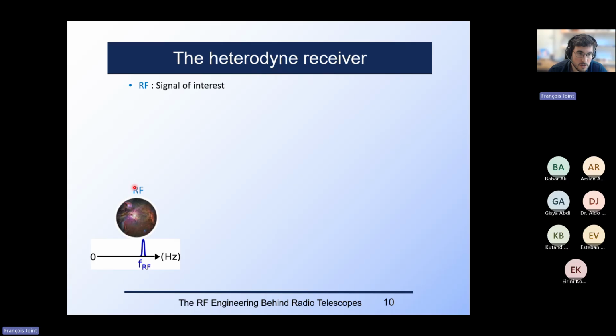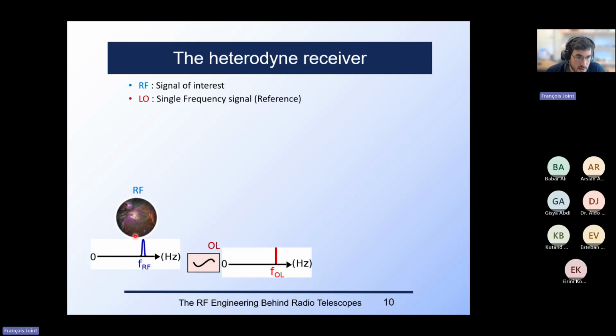So in a nutshell, I will follow the signal and build the heterodyne receiver. We start from the RF signal, or the sky signal, the signal of interest from the astronomical object, the clouds, interstellar medium, which has a very high frequency. I have a local oscillator. It's a pure tone generated in the telescope with a very good reference.